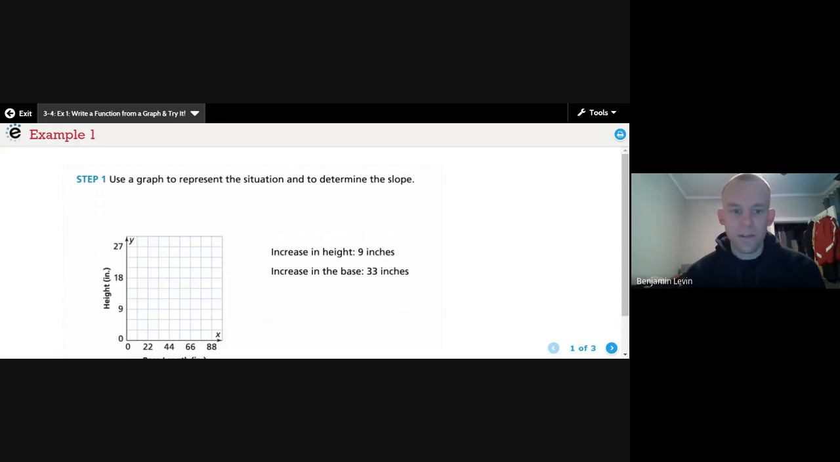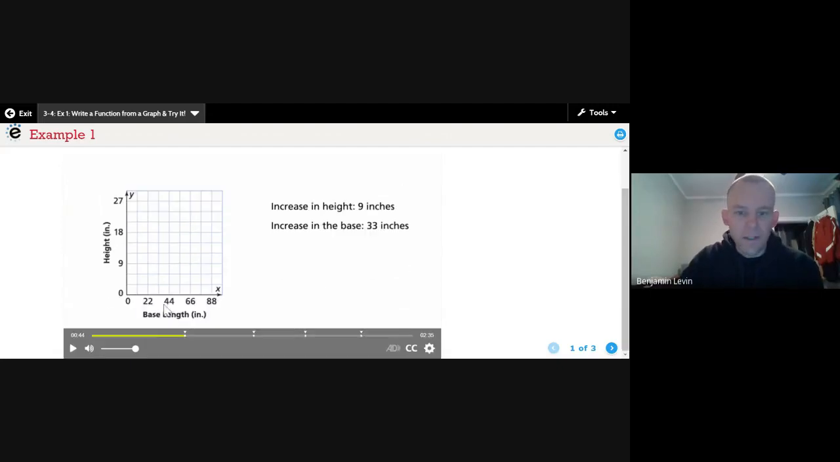So in this question, they've literally given us the slope, the rise over run. The increase in height is 9 inches, and the increase in the length of the base is 33 inches. So it's literally telling us this ramp goes up 9 and over 33, right? It's positive because they don't have any negative signs in there. So it's up 9 because it's positive, and then right 33. So on our graph, they go up 9 and over 33.